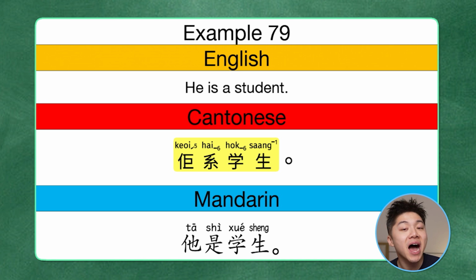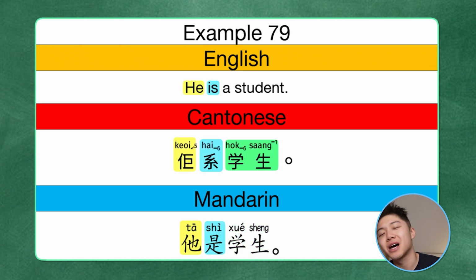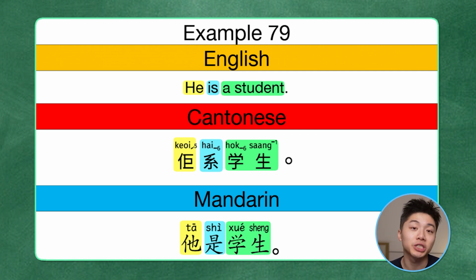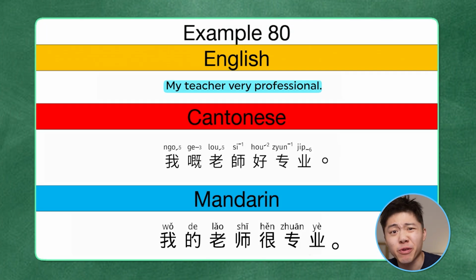Next, student 學生. In Mandarin 學生. He is a student. Cantonese 佢係學生. In Mandarin 他是學生. 佢 is he. Mandarin 他. 係 is. Mandarin 是, and 學生 is student. Mandarin 學生. Teacher 老師. Mandarin 老師.